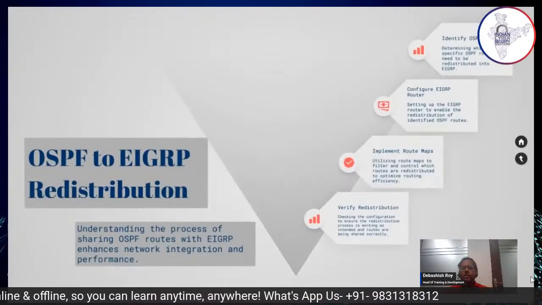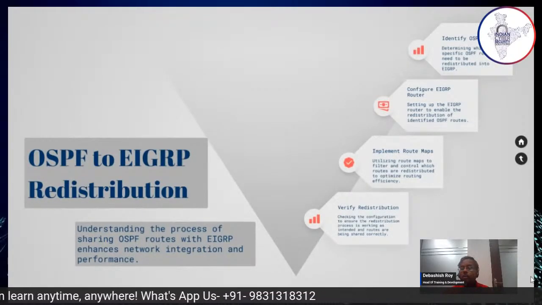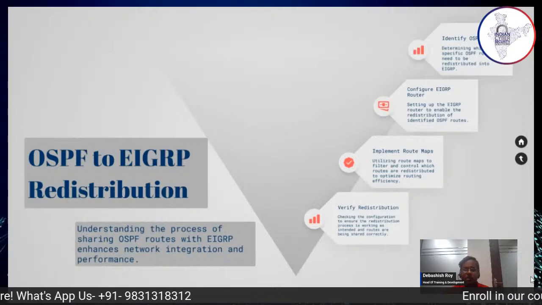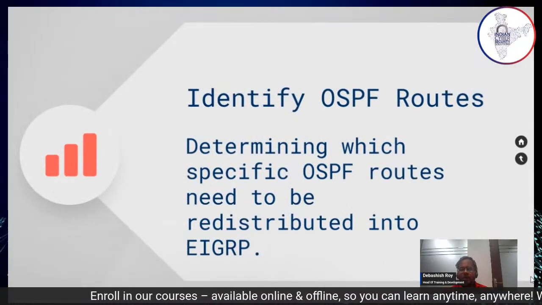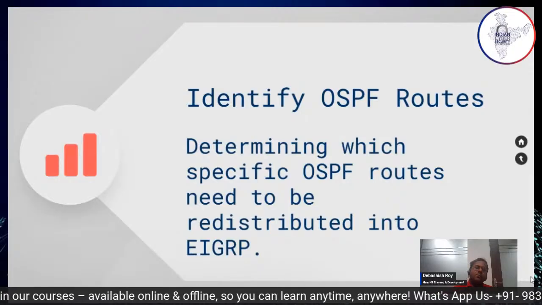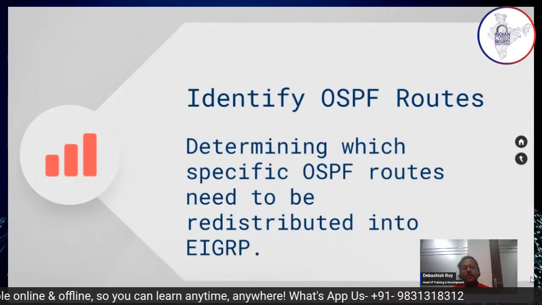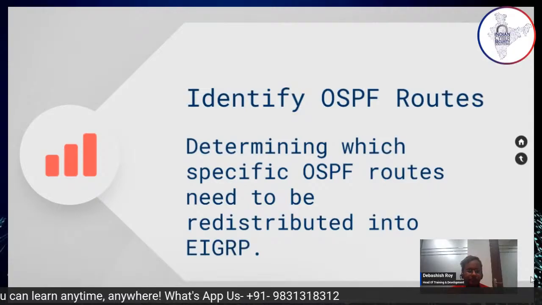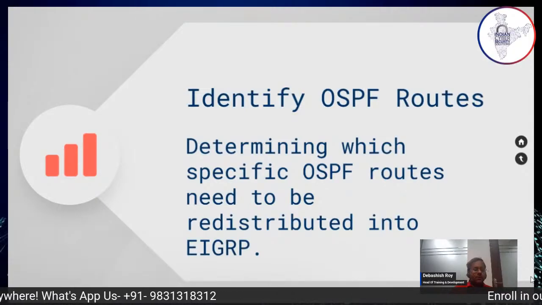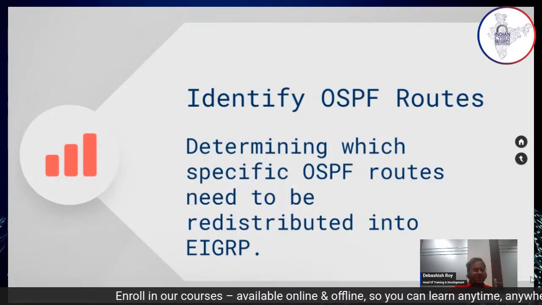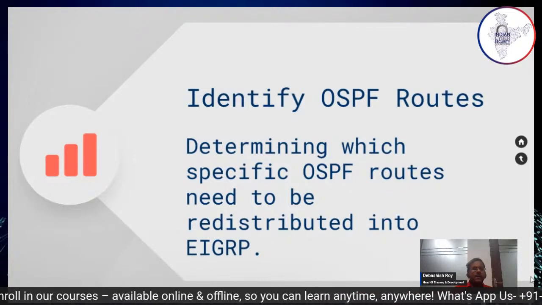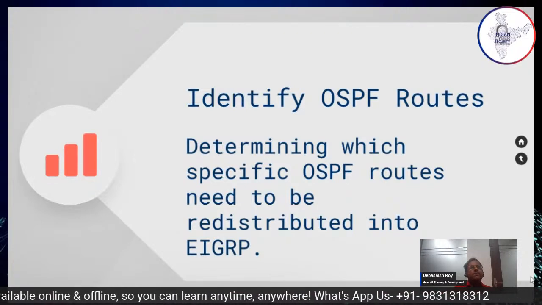Now, we'll talk about the OSPF to EIGRP redistribution, and also we will see it practically. So we have to understand the process of sharing OSPF routes with EIGRP. Now, how to do it? First of all, identify OSPF routes. Determine which specific OSPF routes need to be redistributed into EIGRP. So, if you have some loopbacks, you can redistribute them. That is redistribute connected. You can give the command redistribute connected, or otherwise, you can also redistribute other networks into OSPF. Let's say you have 10 networks in EIGRP, you can redistribute into OSPF and vice versa.